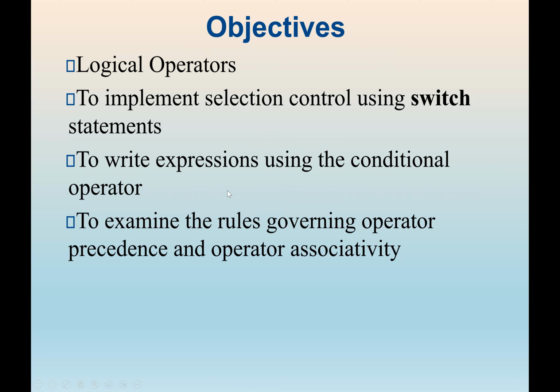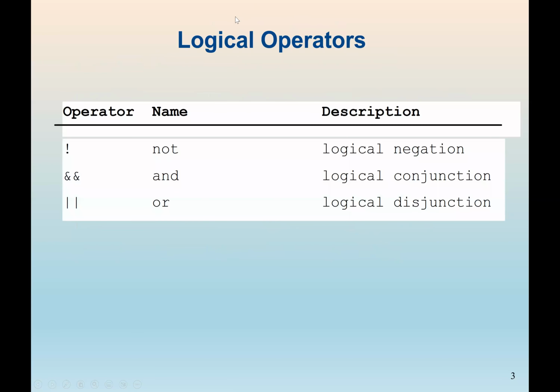We're also going to write expressions using the conditional operator, which is, again, close to the if-else concept. So we start with the logical operators. Again, in C++ or Java, we have three logical operators: the NOT, which is the exclamation point, the double ampersand, no space between them, and the double vertical line, no space. So we have the AND operator and also the OR operator.